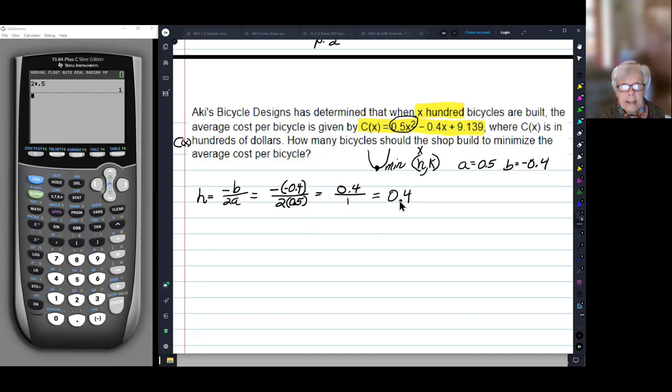Aki only needs to build 0.4 bicycles. Well, no. 0.400 bicycles. 0.400 bicycles is going to be 40 bicycles. So Aki needs to build 40 bicycles to minimize the cost. We aren't making a statement about the rest of the profit, though. They're not asking that. So 40 bicycles. Don't be caught saying 0.4 bicycles. It doesn't make any sense.